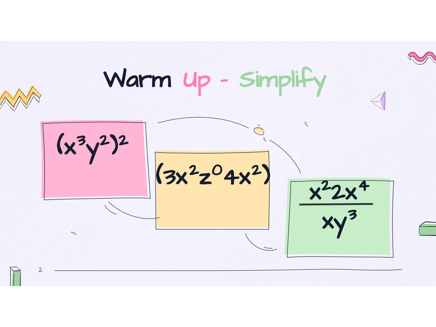This rule right here is the power rule only. When we do the power rule, we're going to raise each individual exponent to the exponent. So we're going to have x to the third raised to the power of 2, and then y squared raised to the power of 2. The rule for the power rule is that you keep the bases and you multiply the exponents. So when we do this, we would end up with x to the 6th, y to the 4th.